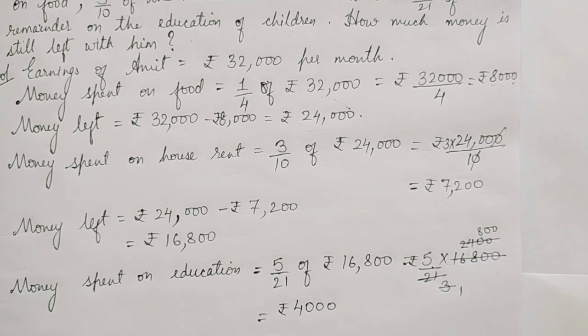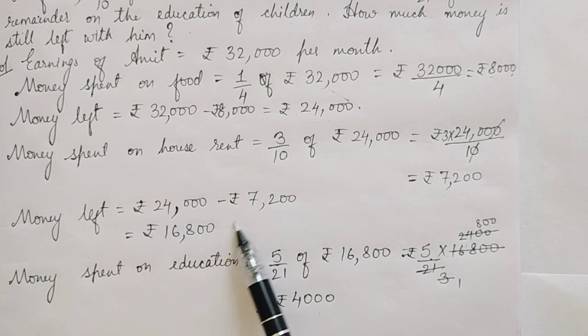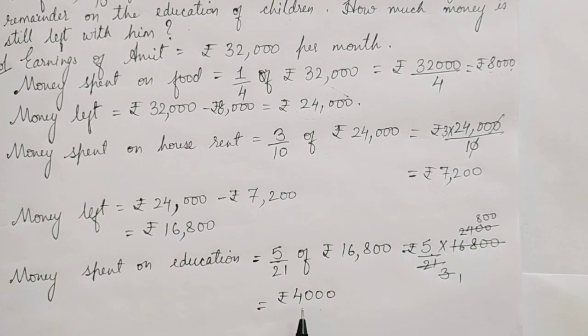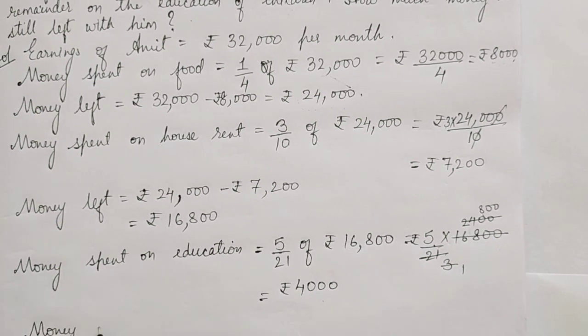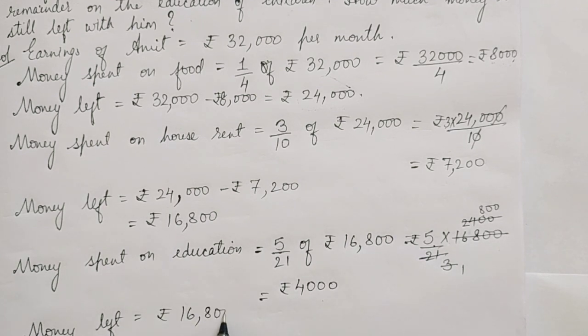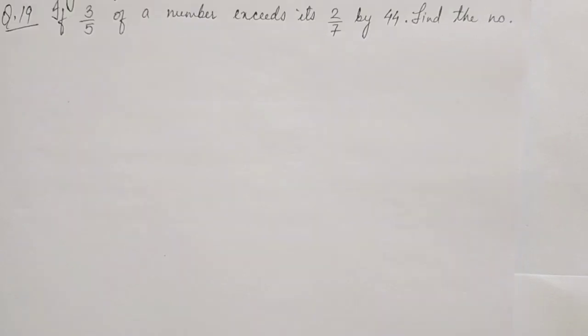Now again they are asking how much money is left with him. So again we will be subtracting this 4,000 from the previous leftover money. Previous leftover money was 16,800. So now we will be subtracting 4,000 from this money. So money left is equal to 16,800 minus 4,000, and it is giving us 12,800. So this is the answer.